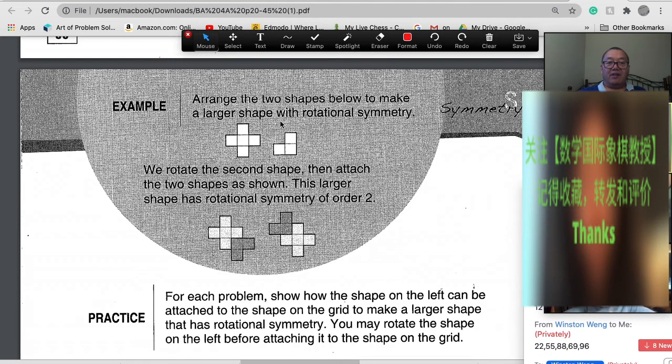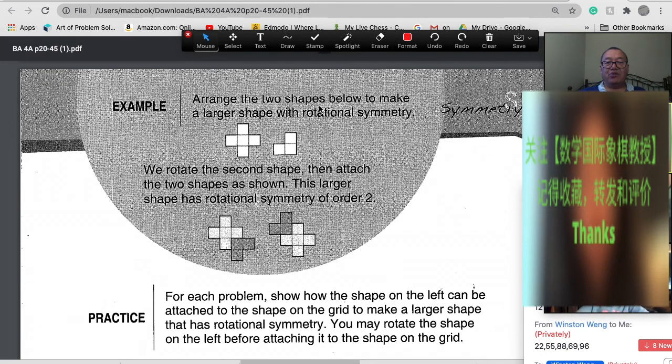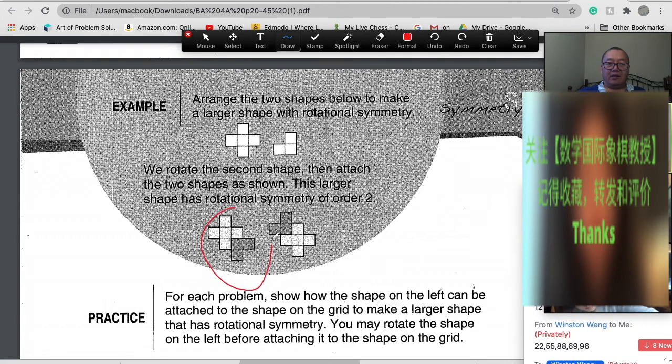So this one, the example, says arrange the 2 shapes below to make a larger shape with rotational symmetry. You put this one and this one together to make the new shape have rotational symmetry. So you can put this one here, and the new shape has rotational symmetry. You can also put it here. So when you put it here, like this, then this shape will have rotational symmetry.